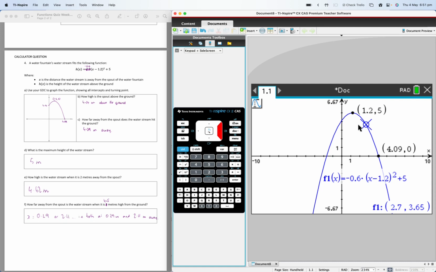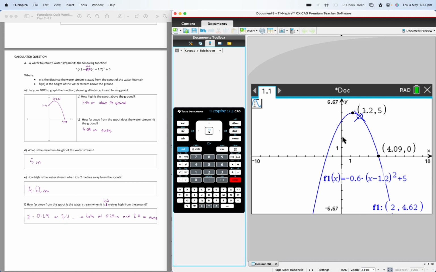It doesn't matter where it is at the moment. Hit 2 on your keyboard and look, it has x equals 2 that appears here. When I press enter, it jumps to 2, and down here it gives you the coordinate 2, 4.62. Now we're interested in the y value. So when x equals 2, when it's 2 meters away from the spout, y equals 4.62. So that's 4.62.